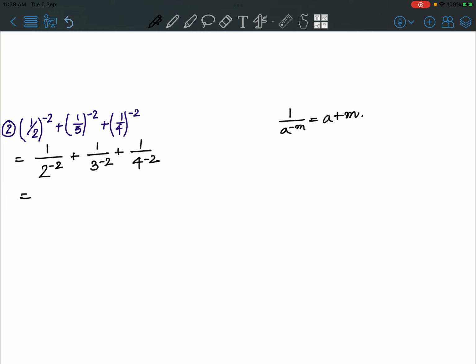So we can write 1 by 2 to the power minus 2 as 2 square, plus 1 by 3 to the power minus 2 as 3 square, and 1 by 4 to the power minus 2 as 4 square.